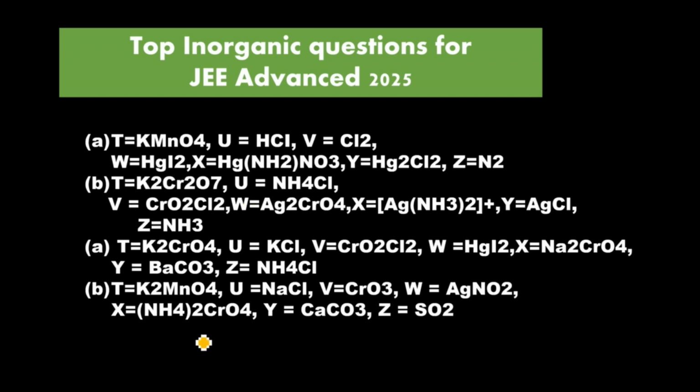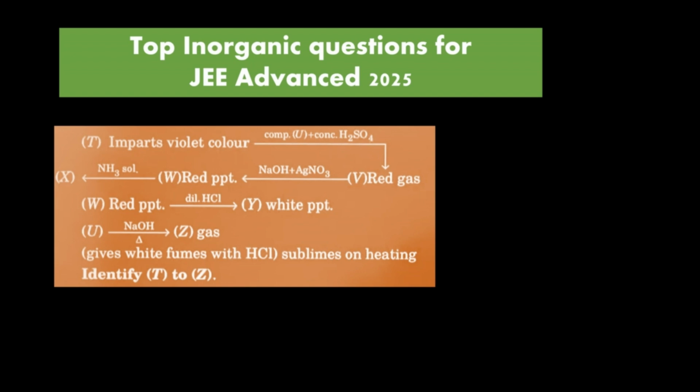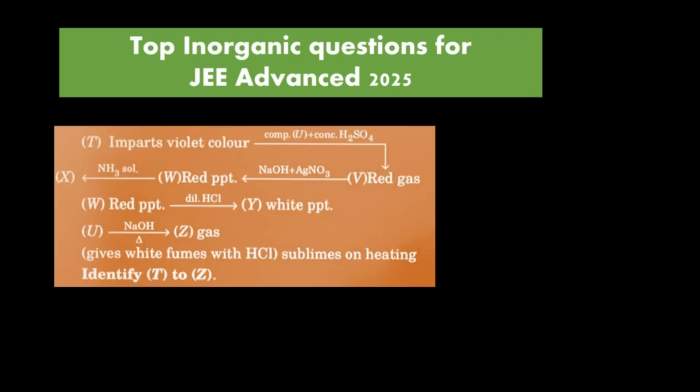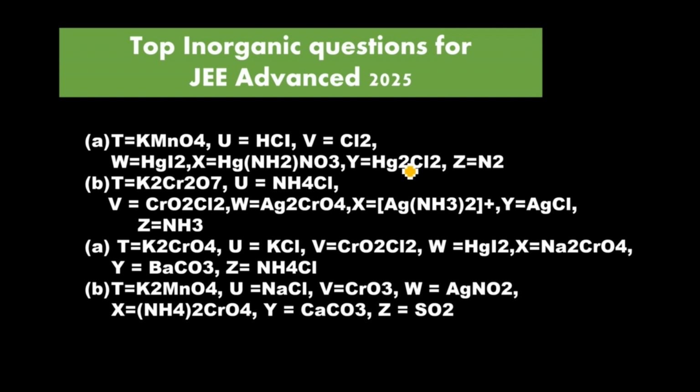These are the options given. Okay. So from the given options, T imparts violet color, so obviously that should be of potassium. All are potassium. Okay, so is there any other clue? Y is a white precipitate. Let's check Y. It's mercury chloride. Here Y is silver chloride, that can be our white precipitate. And here barium carbonate is there, and calcium carbonate. Both are white.